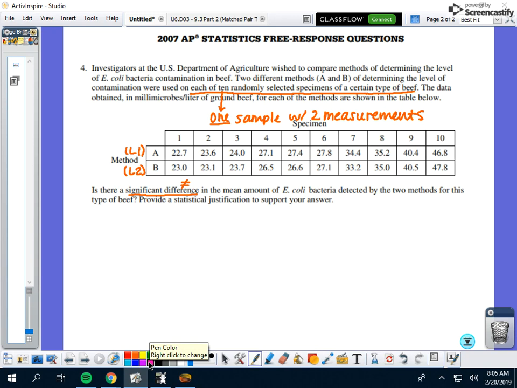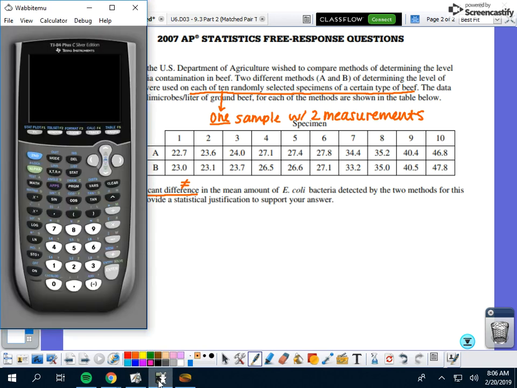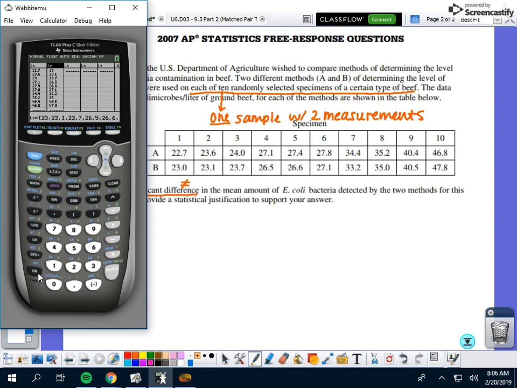And now what we need is, first we need to get this into one sample. So we need to turn it into one sample by taking our calculator. I've already put the data into my L1 and L2, and so have you. And so what we do is we go over to L3. That's going to be our third list. And we're going to do method A, which is in L1, so second number 1, minus method B, which is in L2, so second number 2.